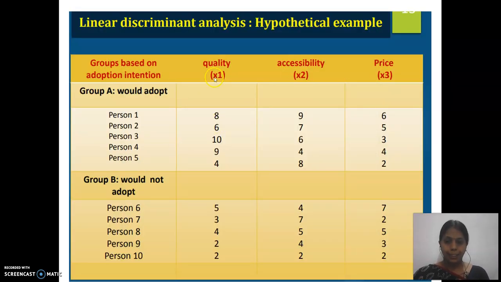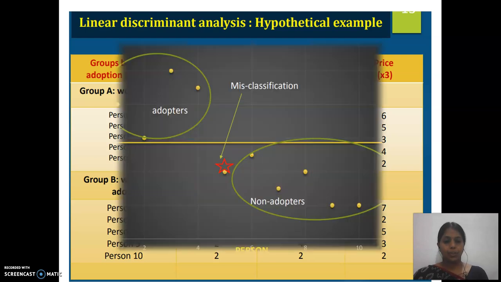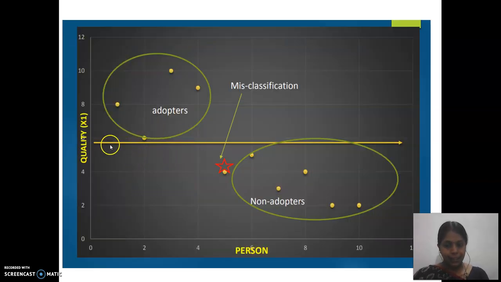So we are considering for the quality attribute, the value somewhere 4 or 5 is taken as the discriminant line. Here we are taking the value 4.6. Those having a higher value adopt, and a lesser value do not adopt. Still there can be some misclassification. So this is the discriminant line, the cutoff line, making two groups of persons. The dots here indicate observations.